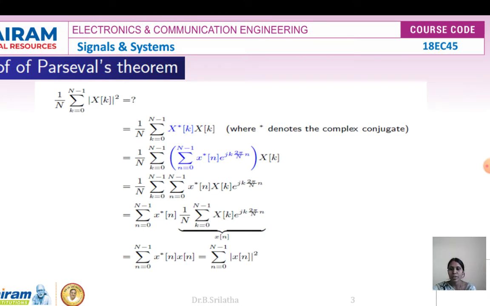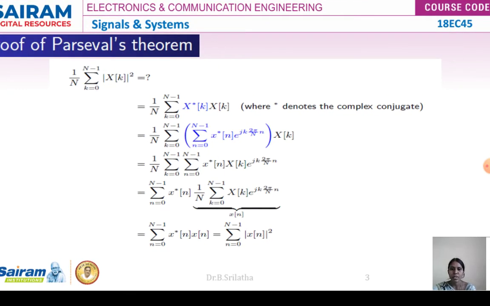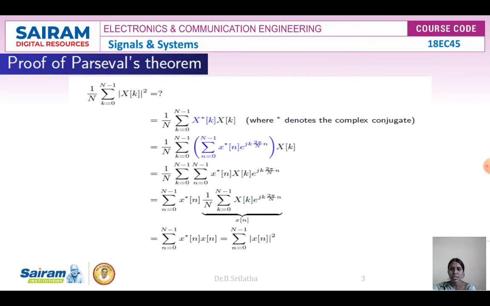So now this is summation n equals 0 to N minus 1 of x star of n into x of n. x star of n into x of n we can write as mod x of n whole square. So the frequency domain energy of the signal is equal to the time domain energy of the signal. This is the LHS, and we got the RHS, so Parseval's theorem is proved.